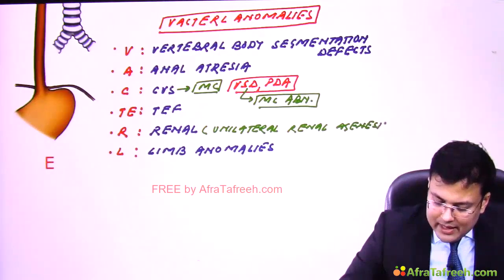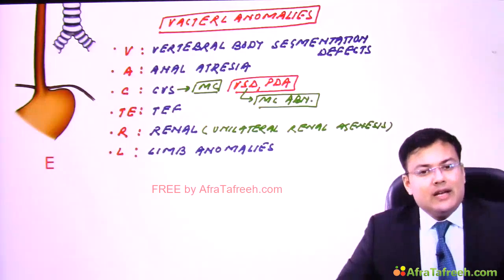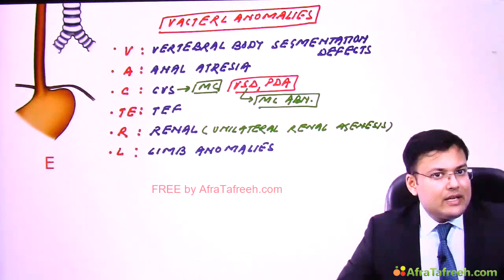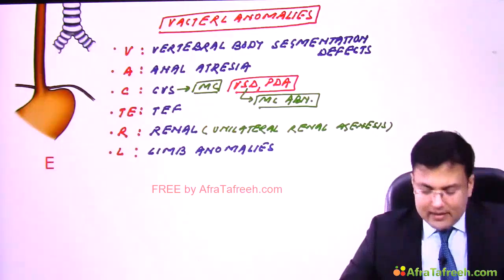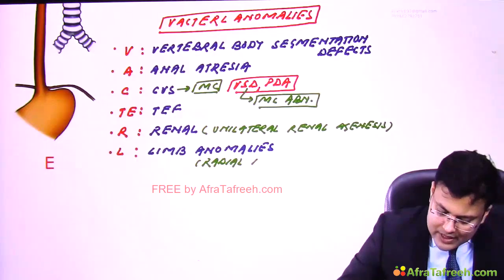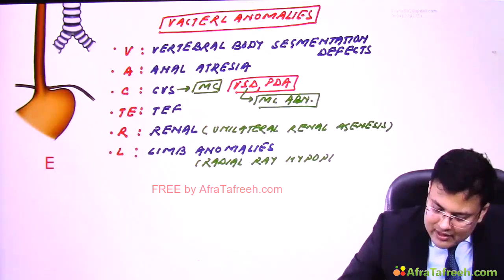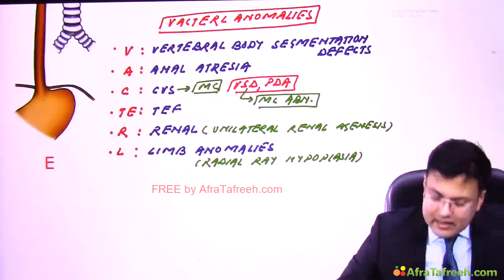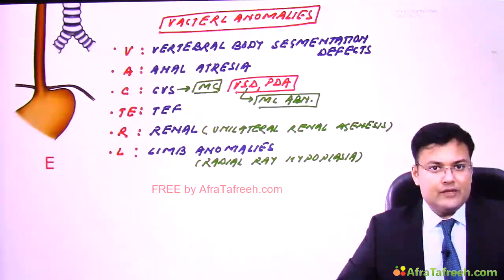And what kind of limb anomalies is there? There is radial ray hypoplasia. Okay, so these are VACTERAL anomalies, and these anomalies are associated with tracheoesophageal fistula.